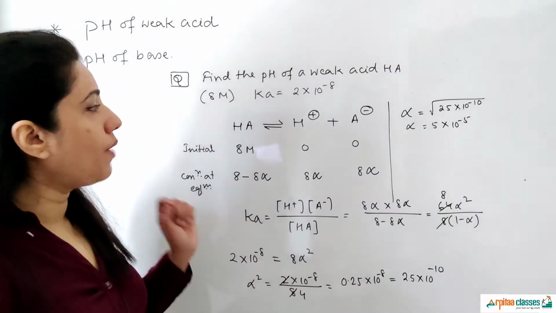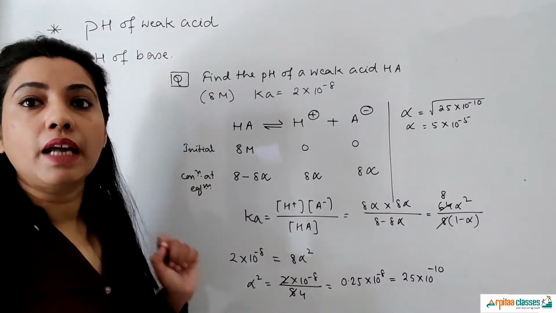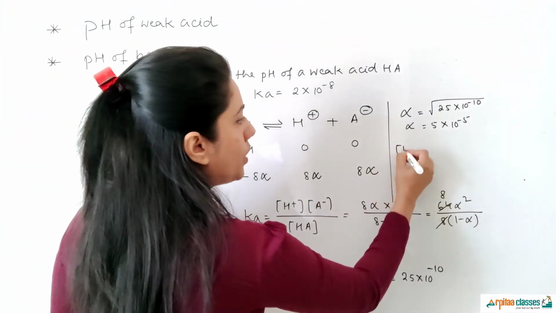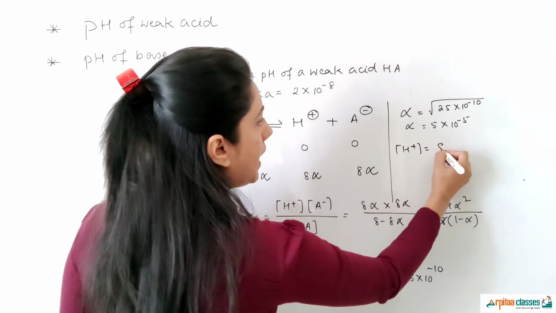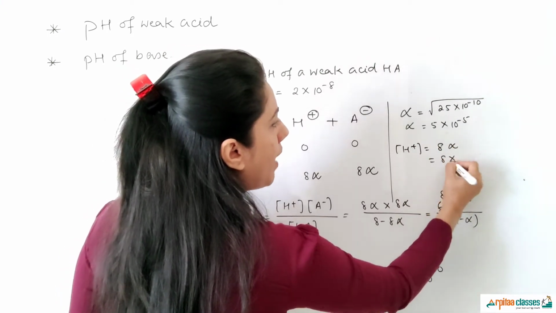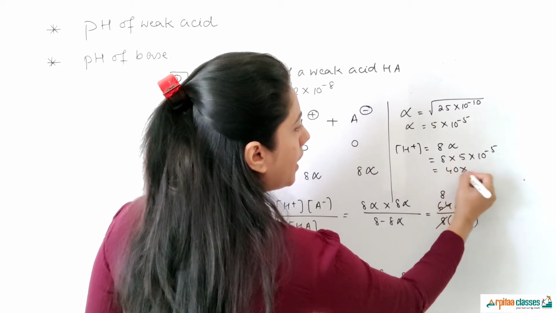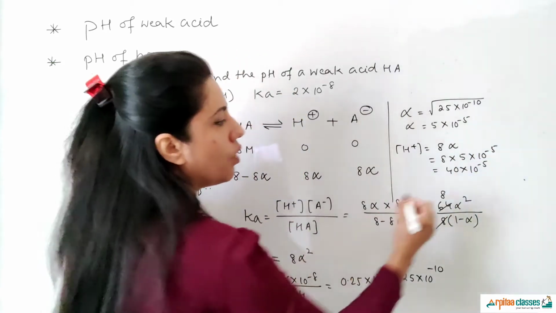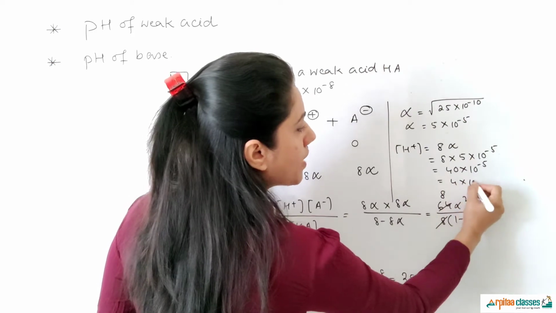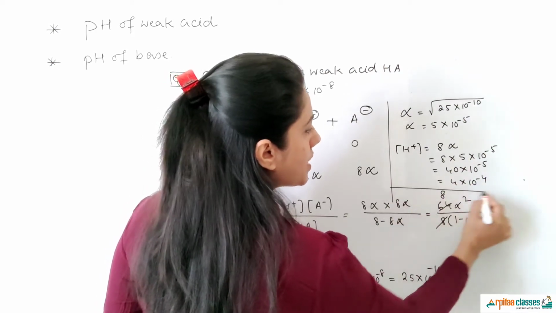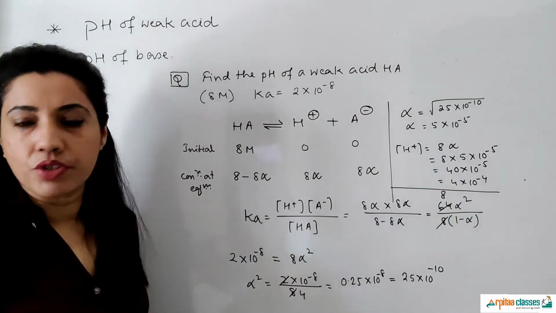Okay. We need to find out the pH. For that, we need H plus ion concentration. So the H plus ion concentration is 8 into alpha. Put the value of alpha, 5 into 10 raised to power minus 5. So it's coming 40 into 10 raised to power minus 5, which will be 4 into 10 raised to power minus 4. So this is the H plus ion concentration we got.